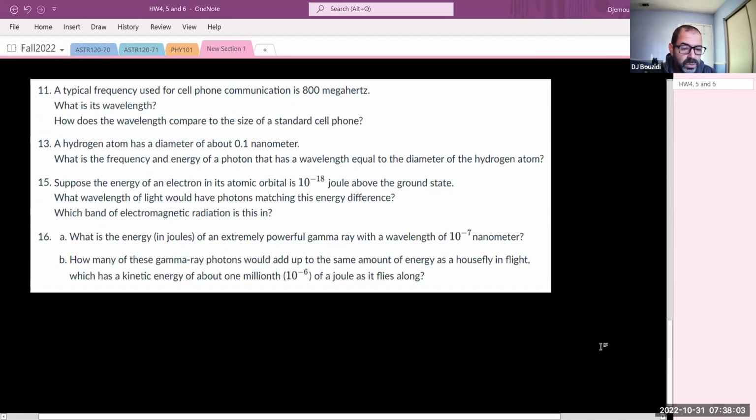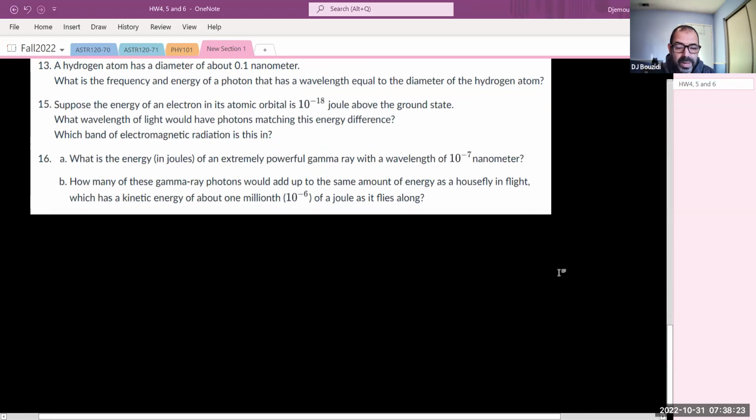A typical frequency used for cell phone communications, I think we did this exact same problem in the homework assignment, in the lecture actually, but if you want to, we're going to do this one again. So a typical frequency used for cell phone communications is 800 megahertz. What is the wavelength of the frequency? How does the wavelength compare to the size of a standard phone?